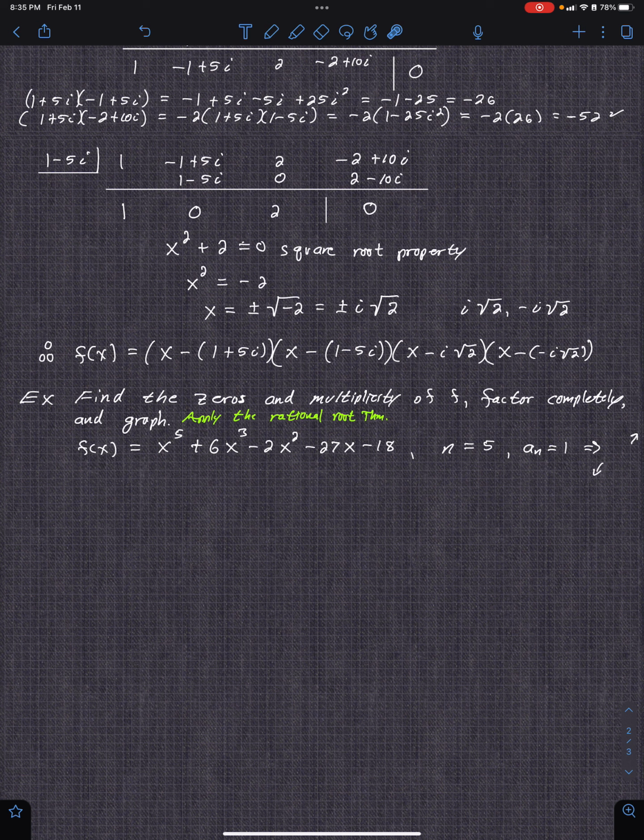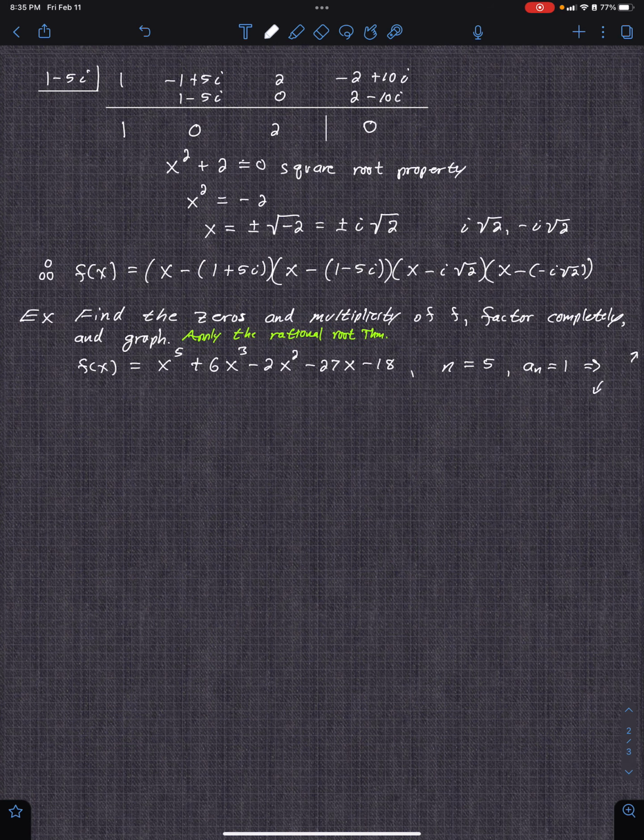Just an FYI, I'm moving on from the conjugate zero theorem and doing another example, basically how you apply a lot of the stuff we just did. So it's using the rational root theorem and getting into all that. Okay. So let's apply the rational root theorem. What do we know there?